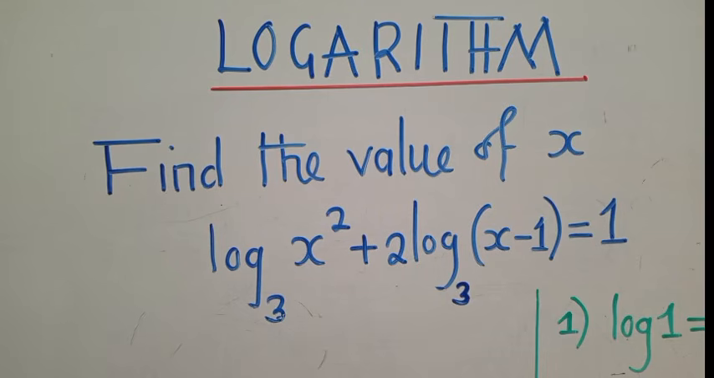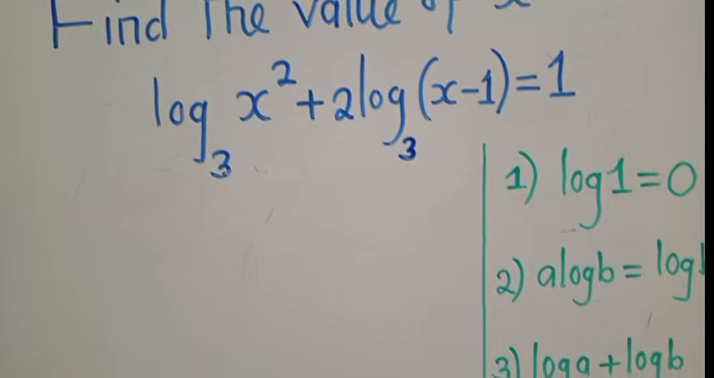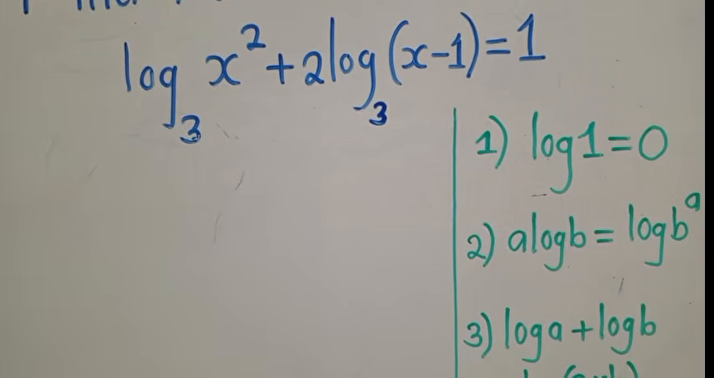All right, so I've got a question here on logarithms. This is a logarithmic equation right over here. They're saying find the value of x. We have been given log base 3 of x^2 plus 2 log base 3 of (x minus 1) is equal to 1. So how do we solve an equation like this one? To answer this, we must consider 3 laws of logarithms. So let's have a look.